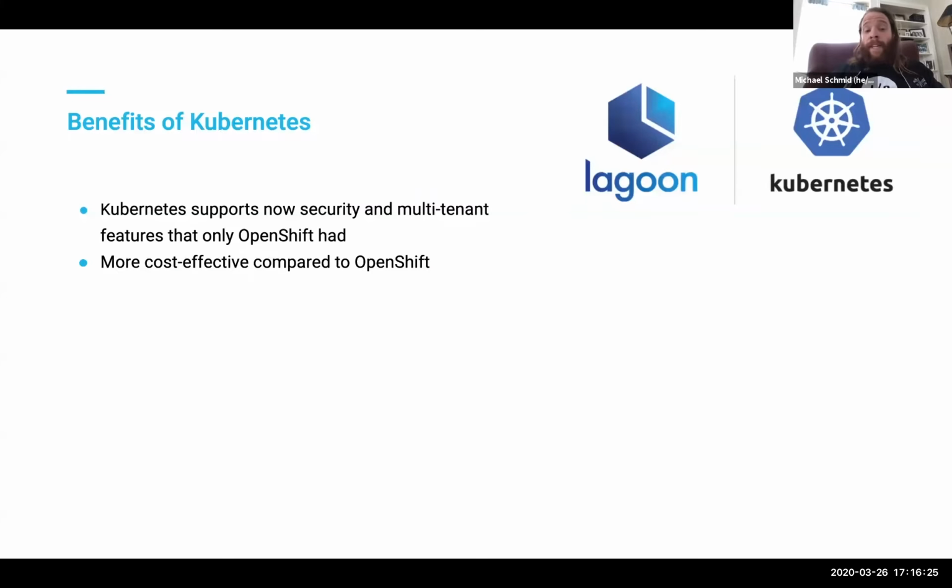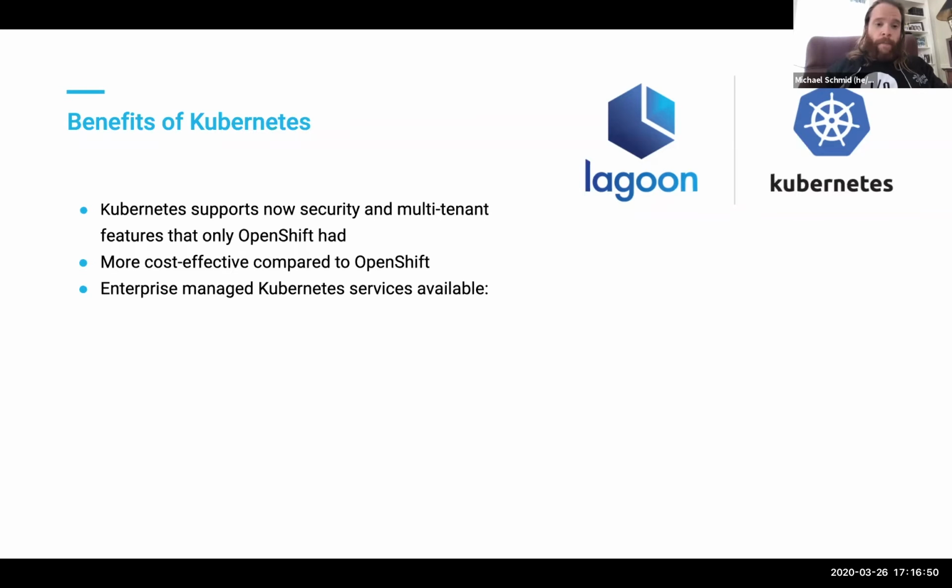Kubernetes is also more cost effective compared to OpenShift. If you want the enterprise version of Red Hat OpenShift, you're going to pay licenses for that, and that can be quite expensive quite fast. So we have many customers that cannot afford that, especially if you wanted to have your own dedicated cluster. So we try to find more cost-effective ways, and this is why we want to use Kubernetes.